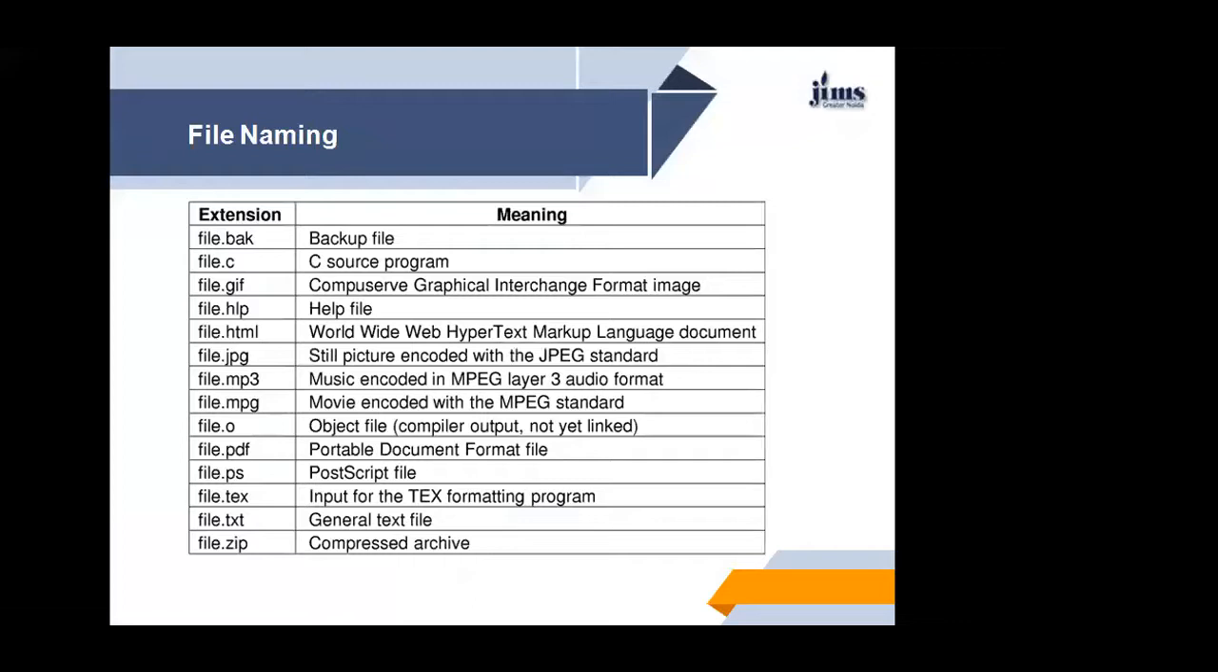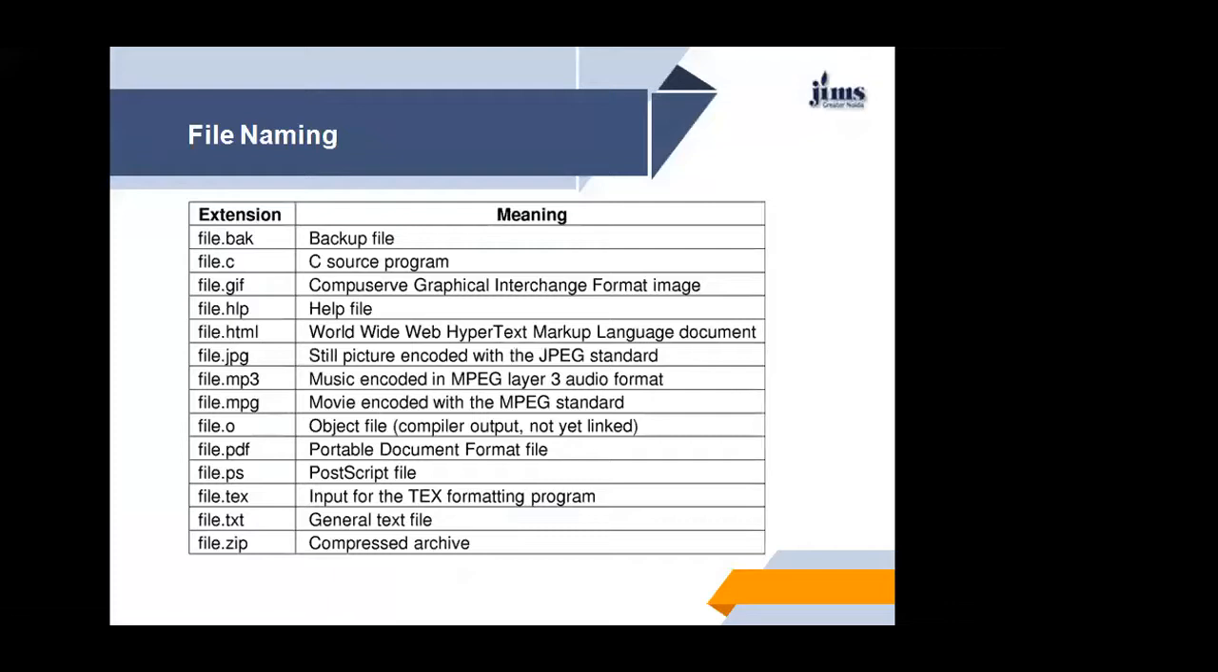File.bak is called a backup file. File.c is a C source program. There could be Java files and others, .cpp like C++ programs. File.gif is a Graphical Interchange Format image. JPG is also there. .hlp is a help file. .html is a HyperText Markup Language file. JPG is Joint Photographic Experts Group files. MP3 is music encoded in MPEG layer 3 audio format.